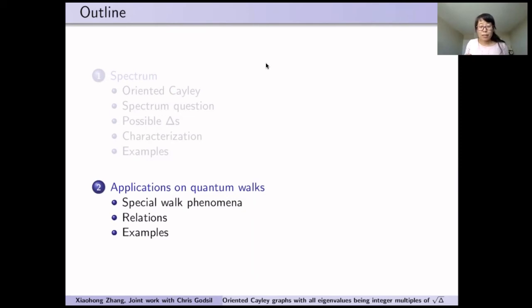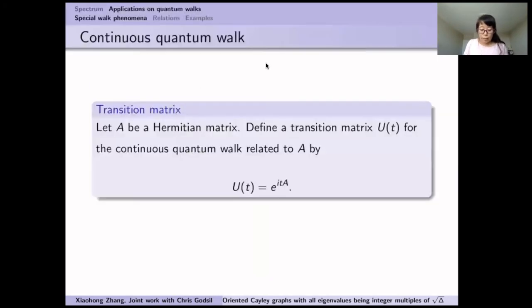Now we talk about the second part, its application to continuous quantum walks. If we have a Hermitian matrix, we can define a continuous quantum walk related to A. At time t, the transition matrix for this walk is given by this matrix exponential. Since A is Hermitian, we know that this transition matrix is a unitary matrix at any time.